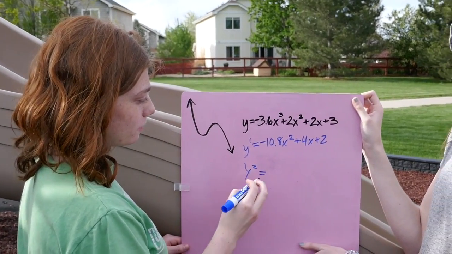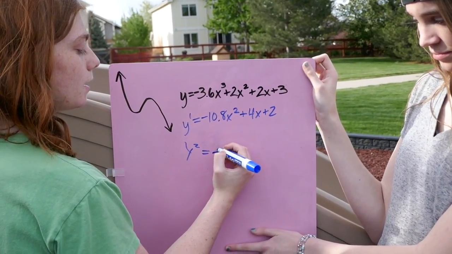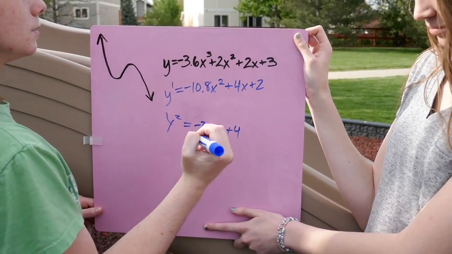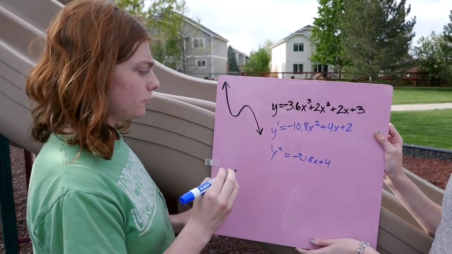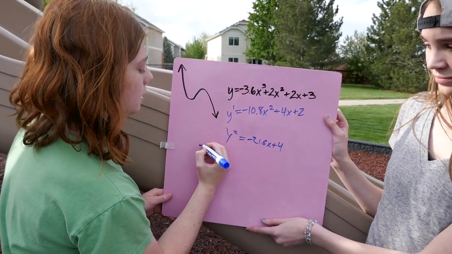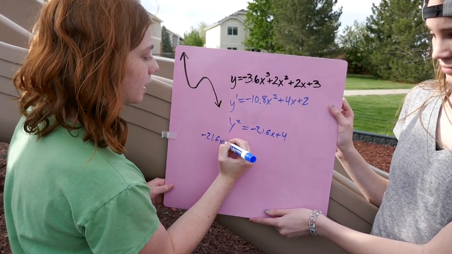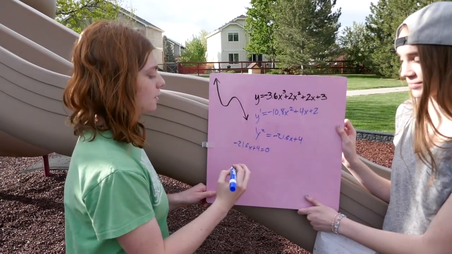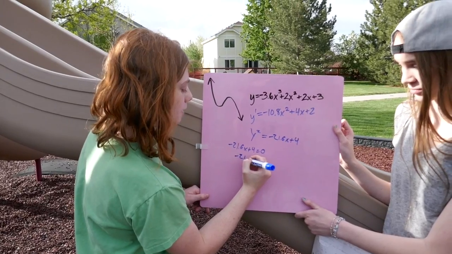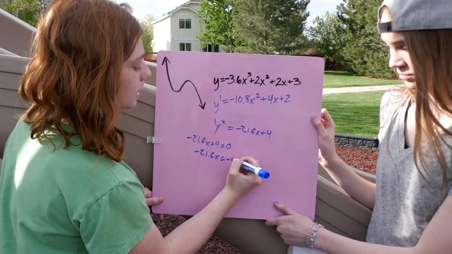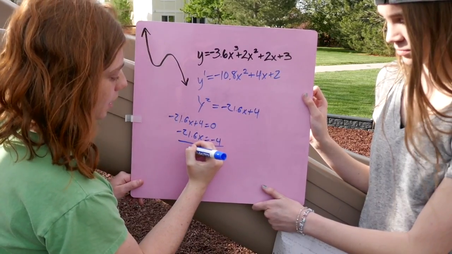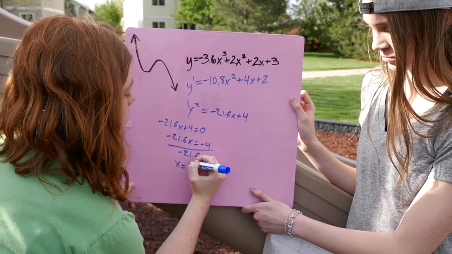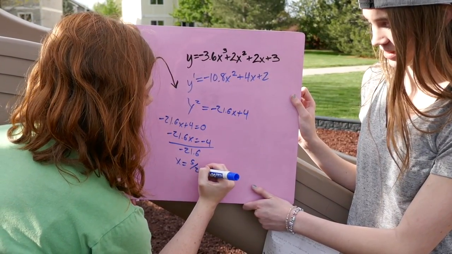To find the second derivative, we repeat the process that we just did, and we end up with negative 21.6x plus 4. To find where the concavity switches, you set negative 21.6x plus 4 equal to 0. First, you carry over the 4, so then you get negative 21.6x equals negative 4. Then you divide all that by negative 21.6. And then we end up with x equals 5/27.